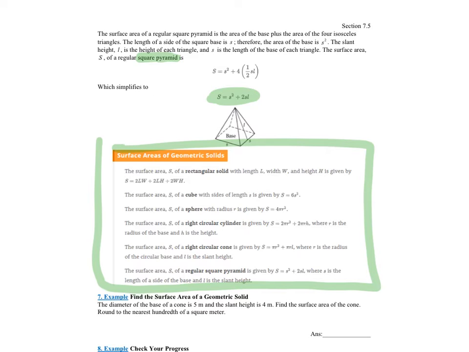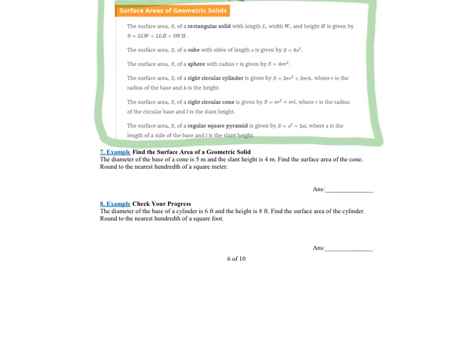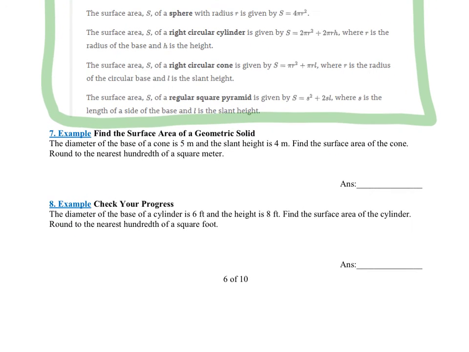Okay? So these are all formulas I would expect you to have written on your note card. As long as you're allowed a note card, I would not expect you to memorize these, but these are the ones that you do need to know on the test. So let's look at this. Number 7 says the diameter of the base of a cone is 5 meters and the slant height is 4 meters. Find the surface area of the cone.